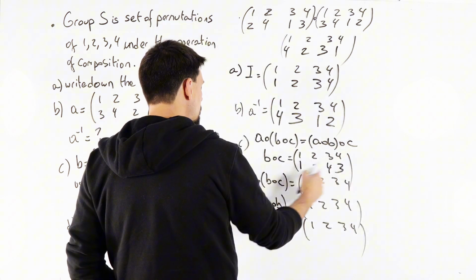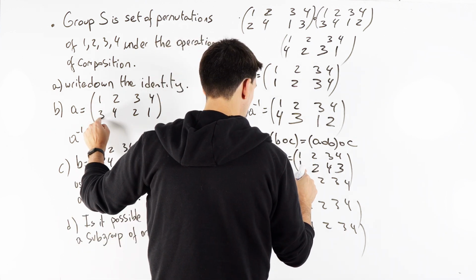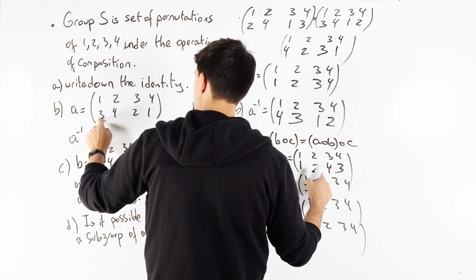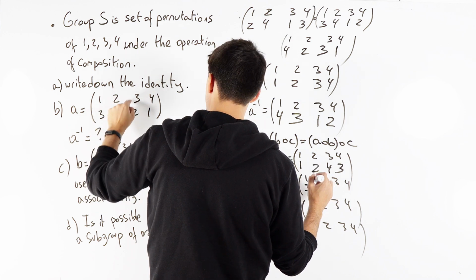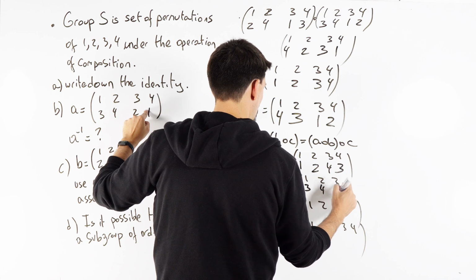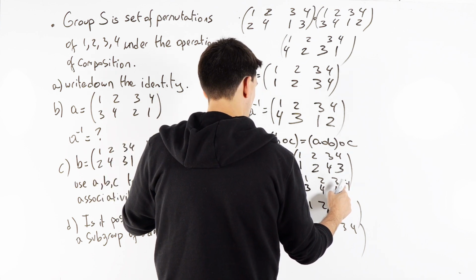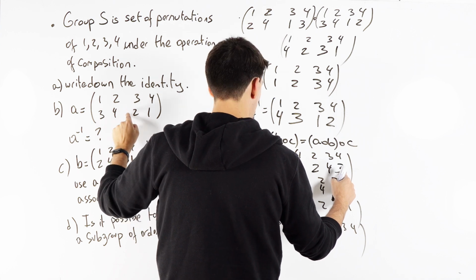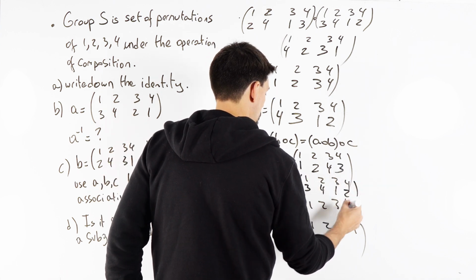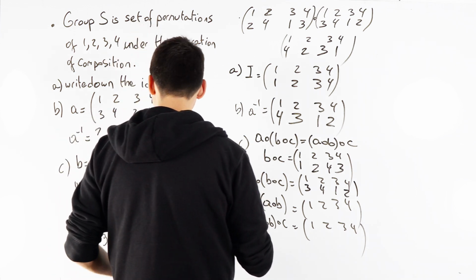So now we're going to do this one followed by A. So where does 1 go? 1 goes to 1, 1 goes to 3. 2 goes to 2, 2 goes to 4. 3 goes to 4, 4 goes to 1. 4 goes to 3, 3 goes to 2. Oh, did I get that right? We'll find out. A on B.